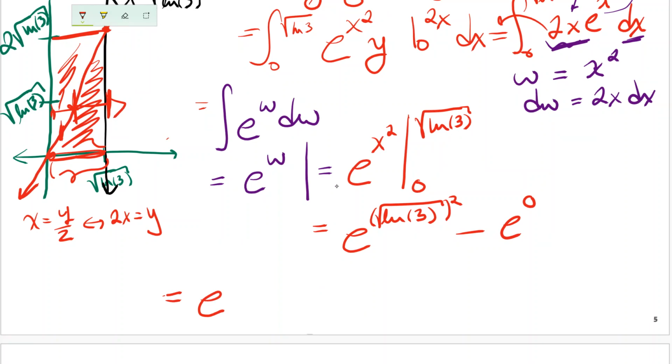The square root of a square will be the absolute value of the natural log of 3, but this natural log was bigger than 1, so it'll be positive, so I don't need to do that. Minus e to the 0, which is just 1. And then e to the natural log of 3 is just 3, because those two undo each other. They're inverse functions. So we get 2. Bet you didn't see that coming.